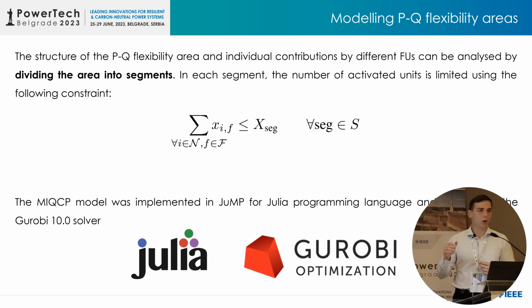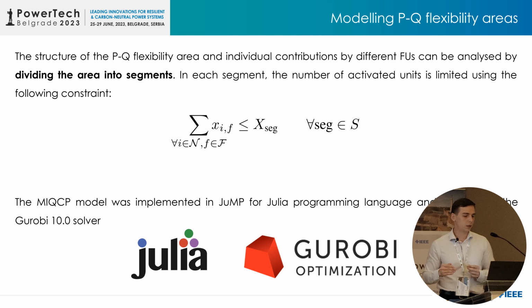The summation of binary activation variables should be less than some parameter corresponding to a certain segment that we want to analyze. Let me mention that this problem is a mixed integer quadratically constrained problem. We implemented it in Julia JuMP and solved by Gurobi version 10.0.